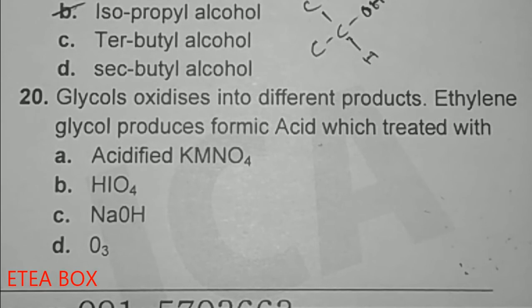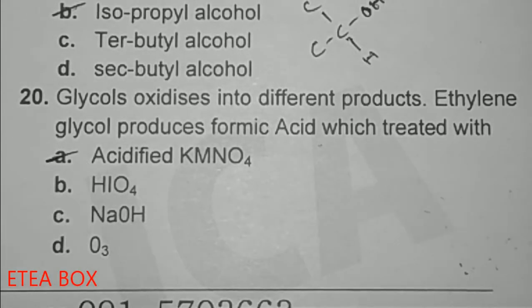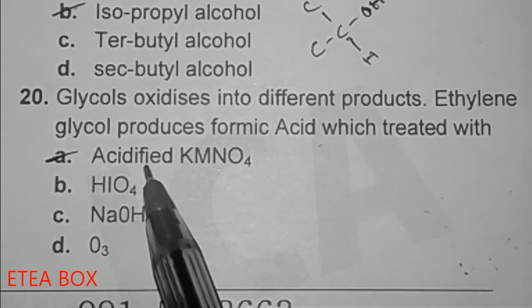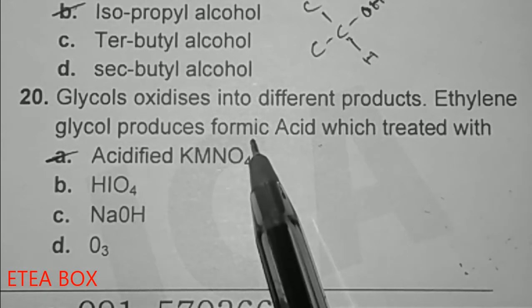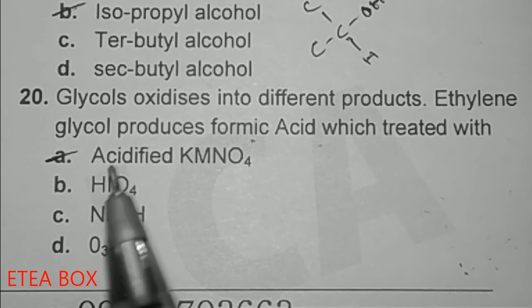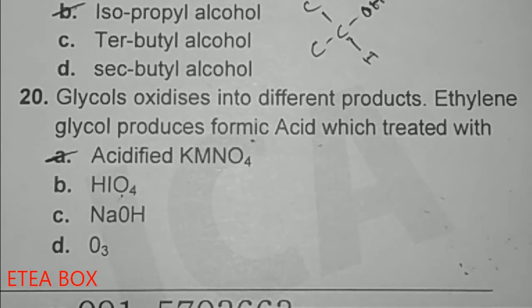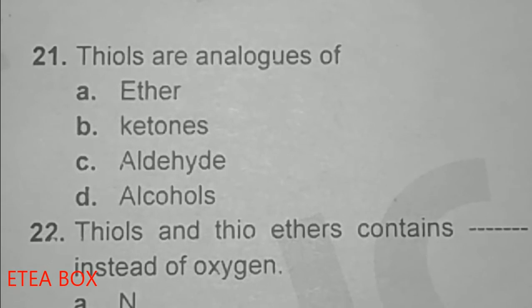Glycol oxidizes to different products. Ethylene glycol produces formic acid when treated with acidified KMnO4, okay? This reaction is present in the cleavage of 1,2-diol or glycol. So when we react with acidified KMnO4, it will give formic acid. When we react it with this one, which is called periodic acid, it will give formaldehyde. And for formic acid we need acidified KMnO4. Thiols are the analogues of alcohol.